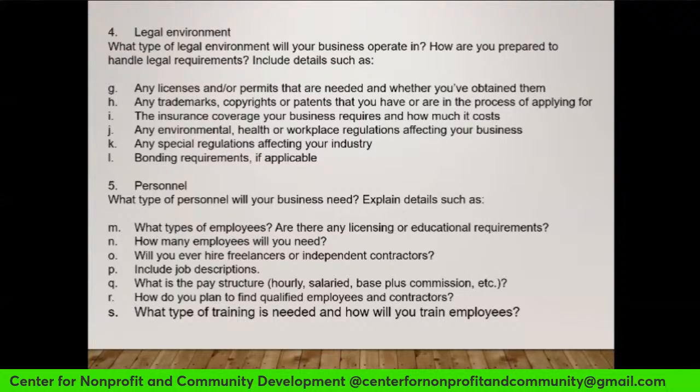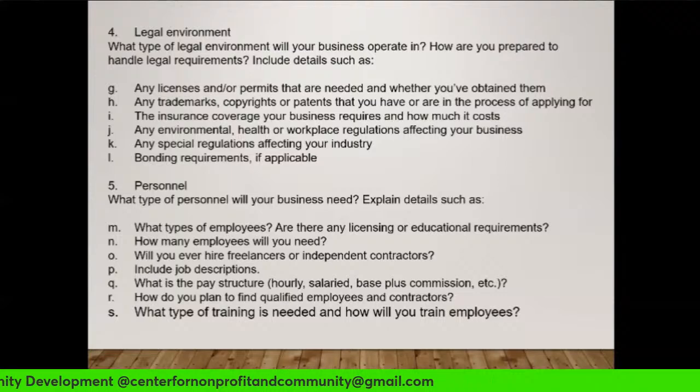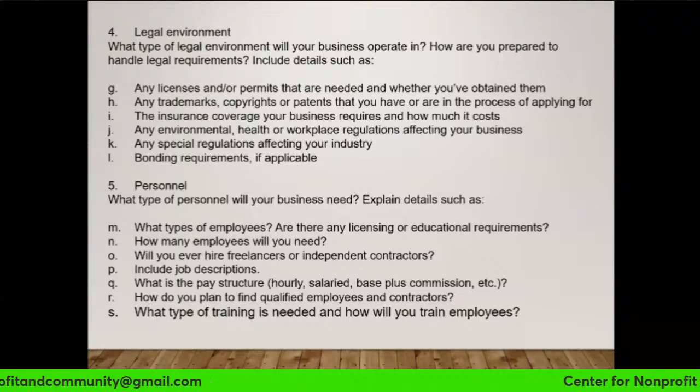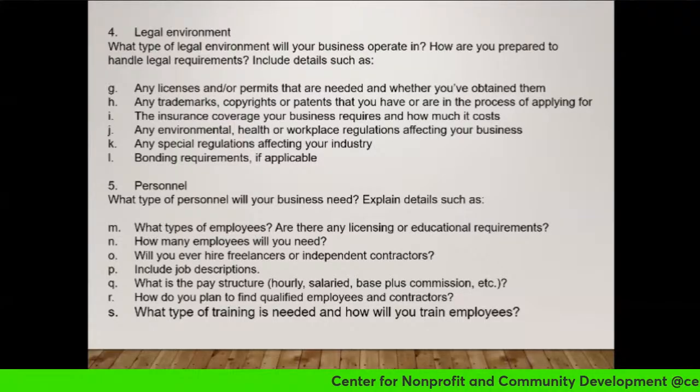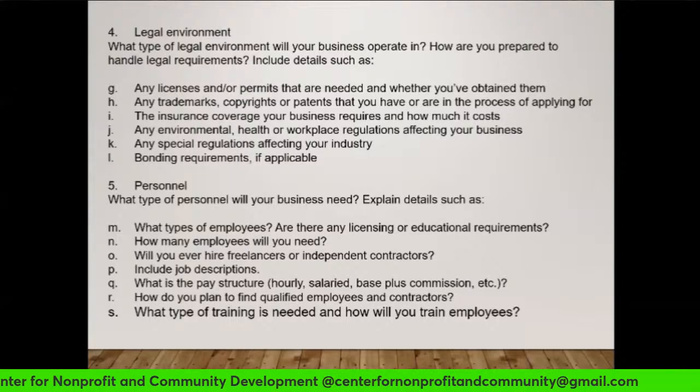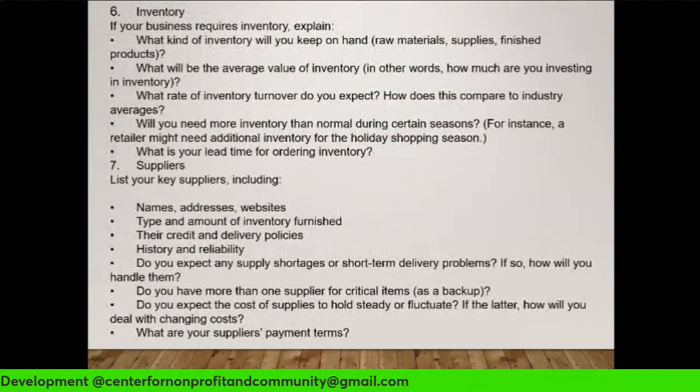And then your personnel. What type of personnel will your business need? Explain in detail what types of employees, what licenses they are going to have, what's going to be their pay structure, what it takes, what you are going to consider to qualify as your employees, and what type of training, if any, you're going to provide for your employees.